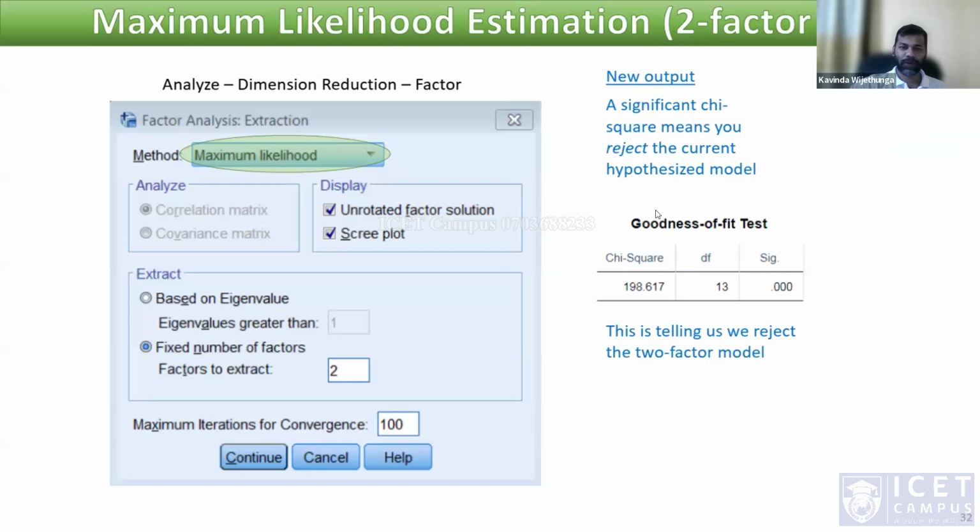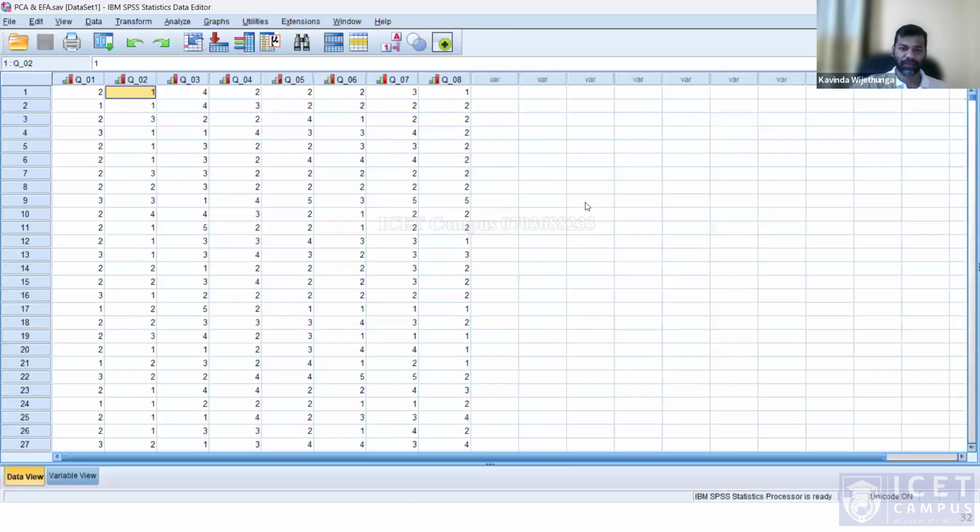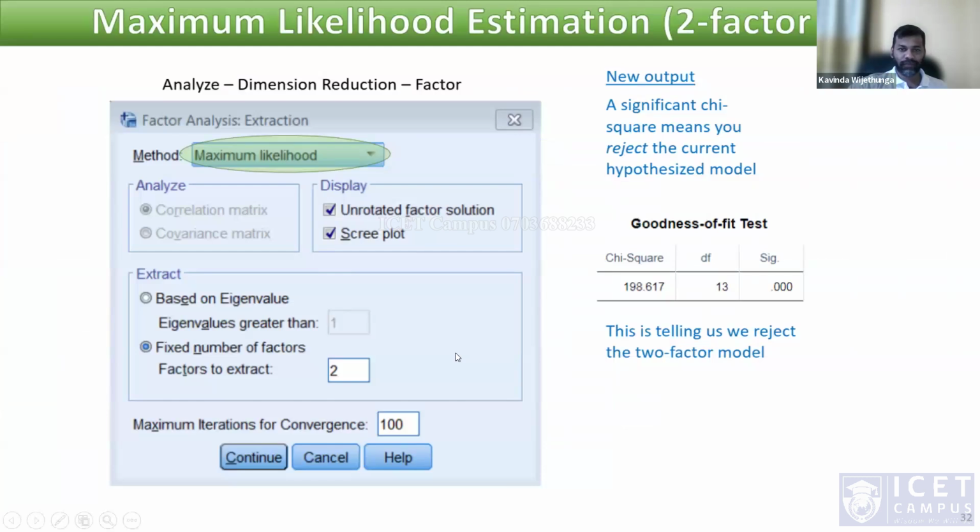Like you go to the data set, analysis, dimension reduction, factor, rotation method. Sorry, rotation method also we have to select. The extraction method I am going to change to maximum likelihood now. Okay, maximum likelihood. Just for instance, I'm going to click OK, right? Then we'll see.